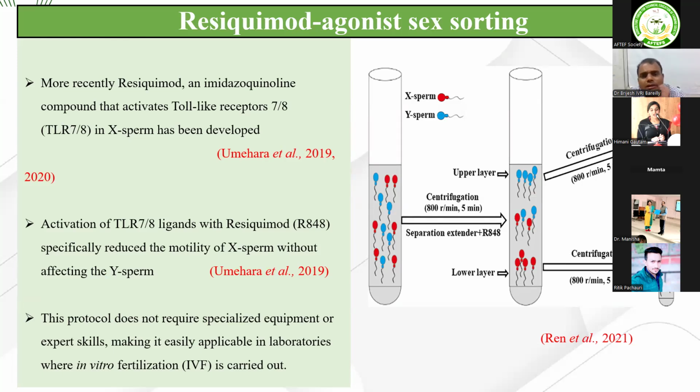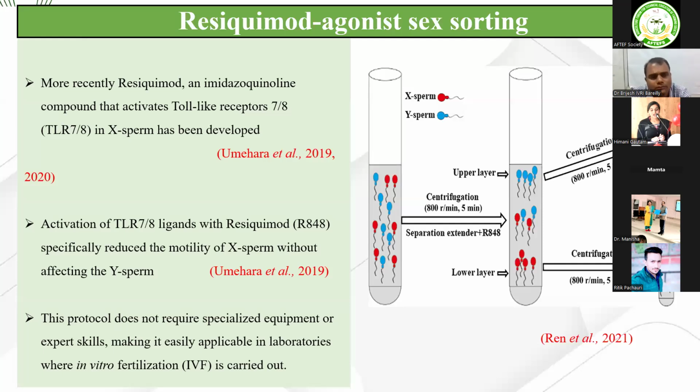Resicumod agonist sex sorting. So what resicumod would do, they bind to the X spermatozoa without affecting the Y sperms and reduce the motility. The protocol requires specialized equipment, expert making applicable in laboratory condition. So this one is the good. If it is successful, definitely it is very much helpful. And then the same things which I have already explained.